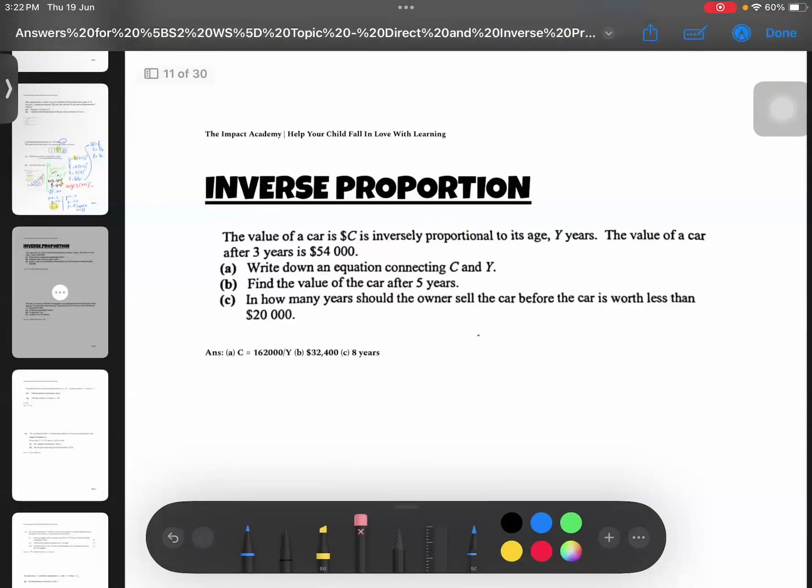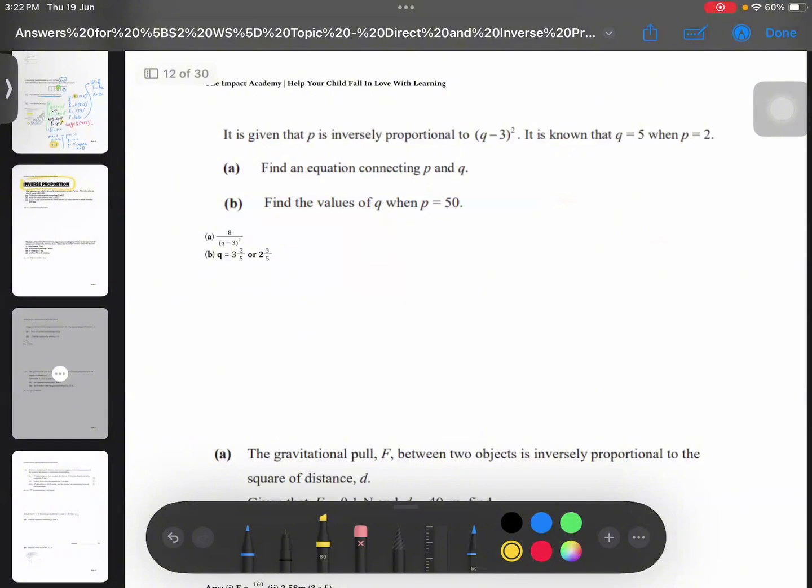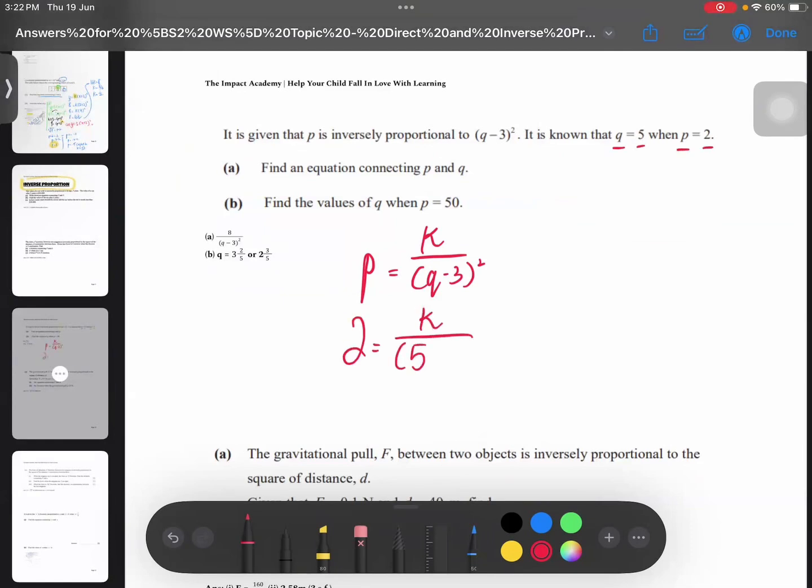Now, we are moving on to the next segment, which is what we call inverse proportion. Okay, so whatever you have watched just now, it's all about direct proportion. Do you understand? All right, over here now we are looking at this question. As you can see, it says that P is inversely proportional to Q minus 3 to the power of 2. So P is equal to K over Q minus 3 to the power of 2. Can you understand? It is known that Q equals 5 when P equals 2. So when P equals 2, K over here is 5 minus 3 to the power of 2. Is this something that you can understand?